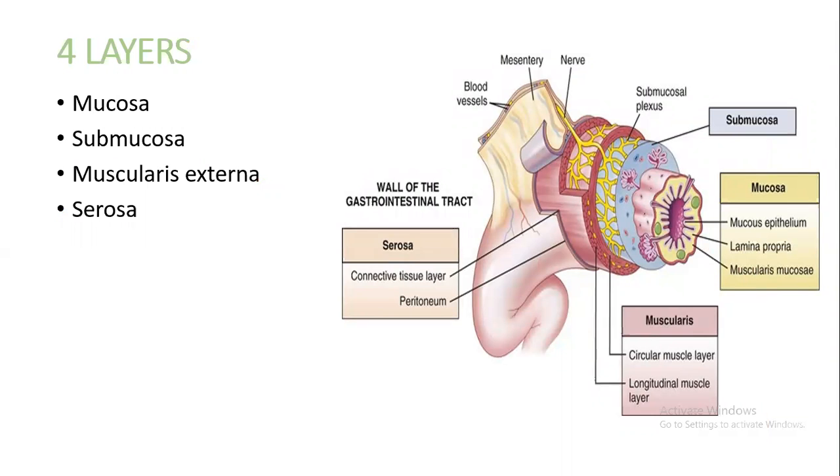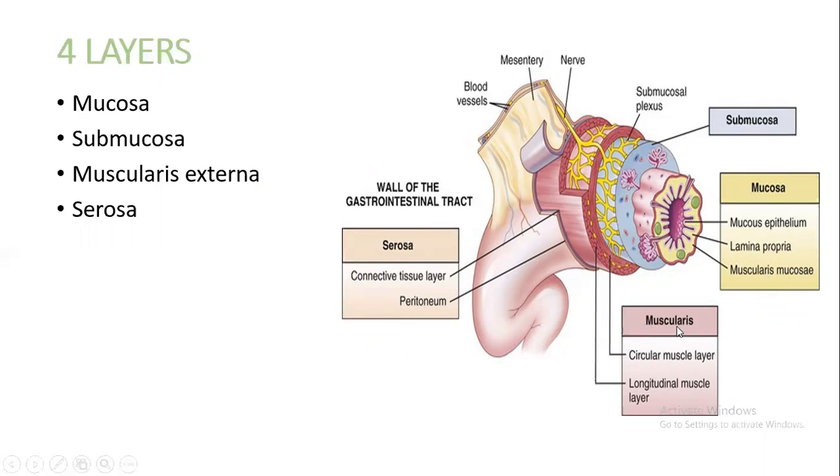As you know, the four basic layers of the gastrointestinal tract, which we have been doing in the histology lectures, are mucosa, submucosa, muscularis externa, and serosa. Mucosa consists of the epithelial layer, lamina propria, and muscularis mucosae. Then you have the submucosa, which is the dense connective tissue. It has nerves, vessels, lymphatics, and a nerve plexus known as submucosal or Meissner's plexus.